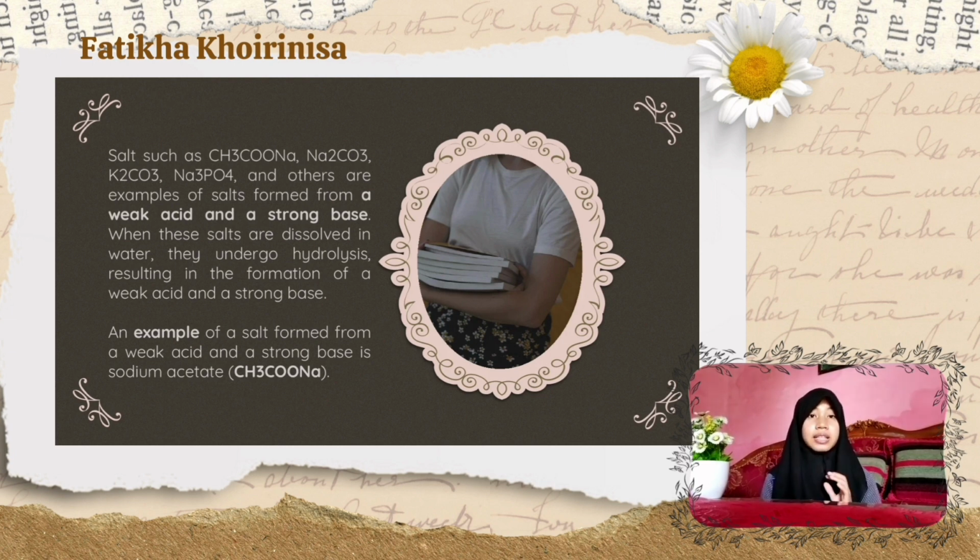Salts of weak acid and strong base. Salts such as CH3COONa, Na2CO3, K2CO3, and Na3PO4 and others are examples of salts from a weak acid and a strong base. When the salts are dissolved in water, they undergo hydrolysis, resulting in the formation of a weak acid and a strong base. An example of a salt from a weak acid and a strong base is sodium acetate.